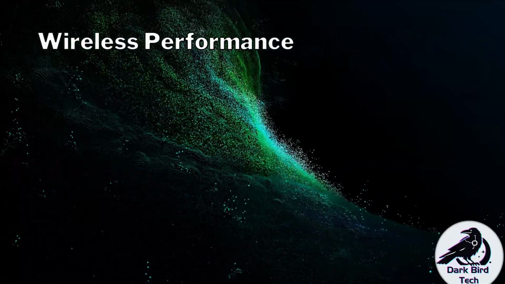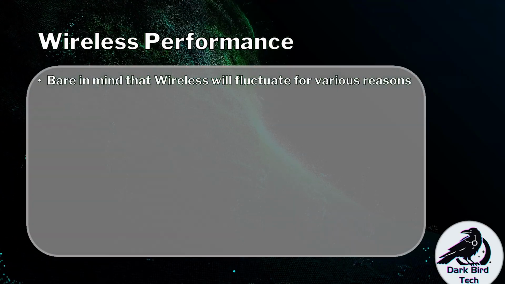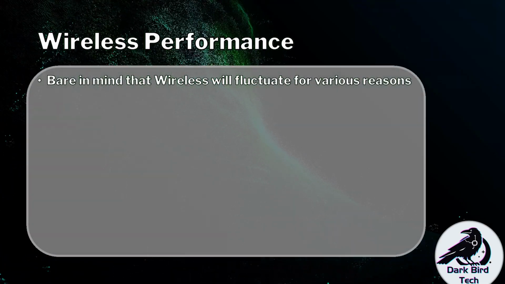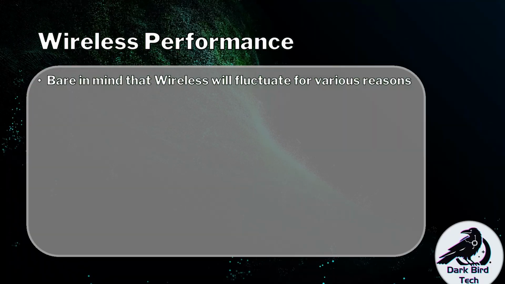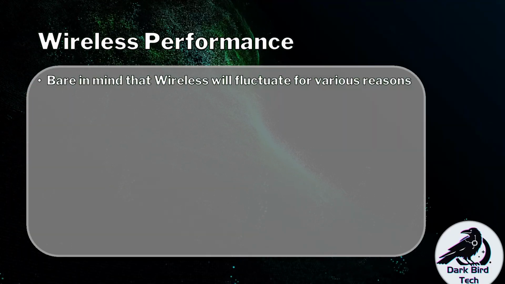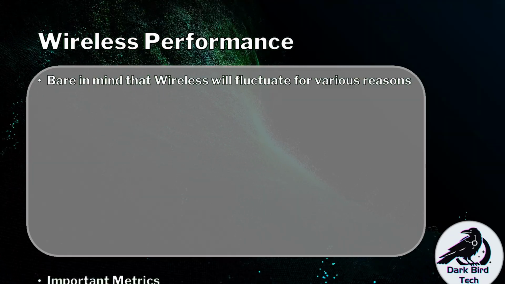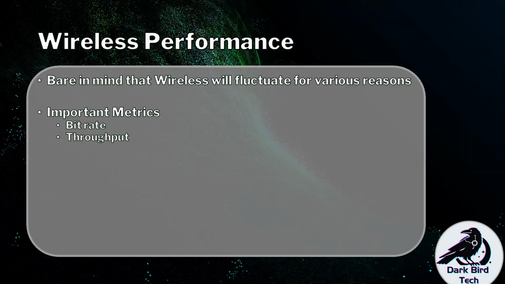So, let's figure out what wireless performance issues can pop up. And as I said, bear in mind, wireless is an unstable media. It will fluctuate for a variety of reasons, not all of which are problems, but more side effects of a network being used. So some important metrics that will be useful for us in troubleshooting will be bitrate and throughput.